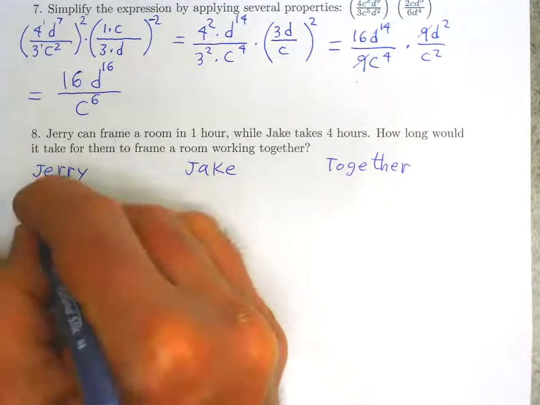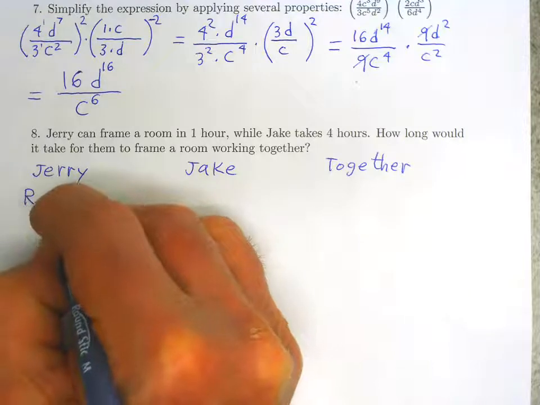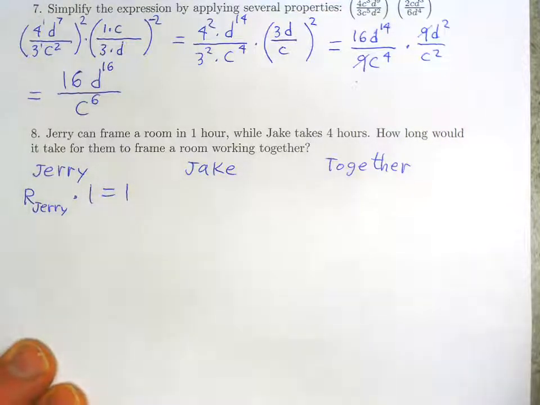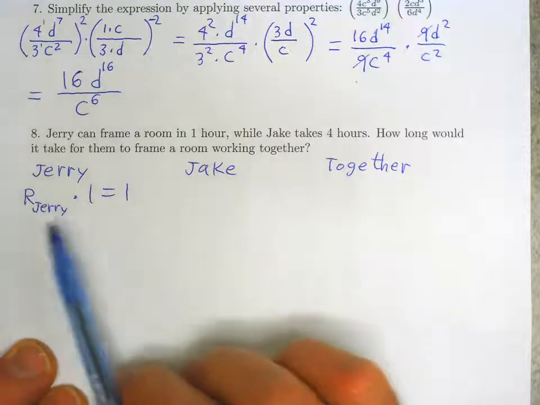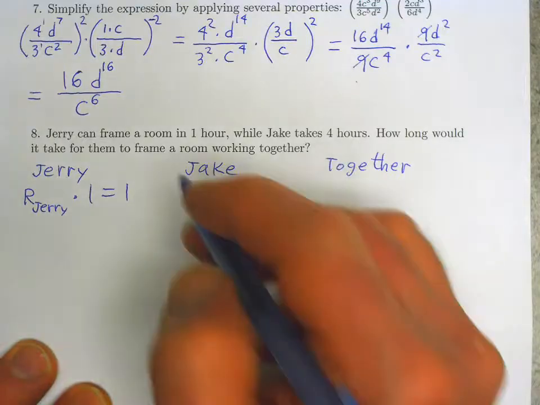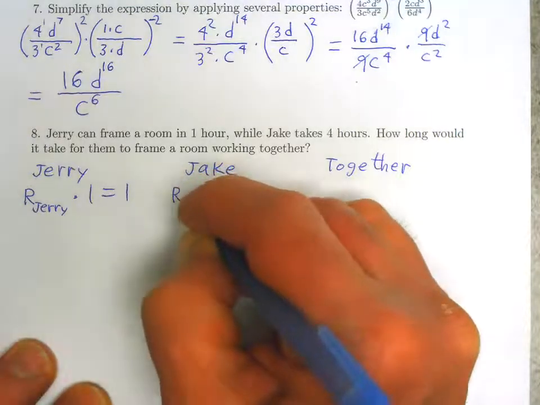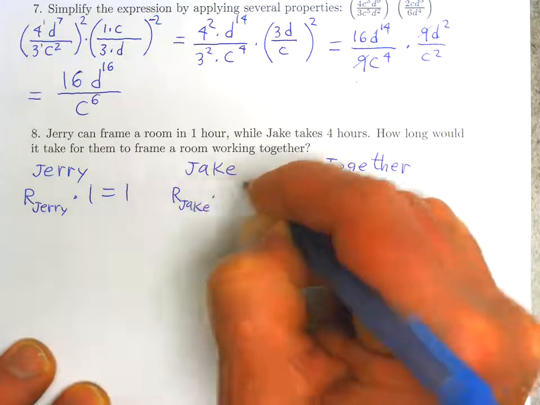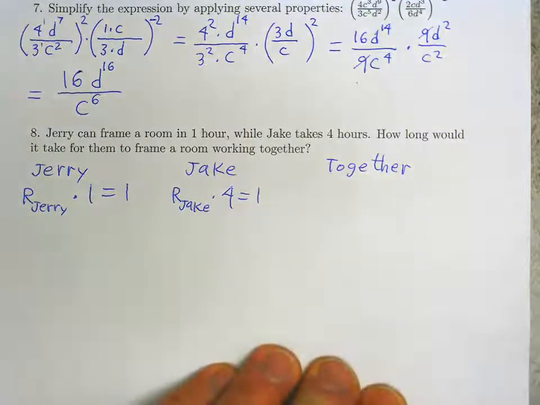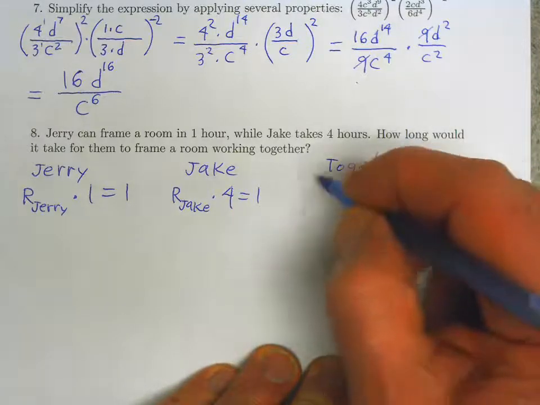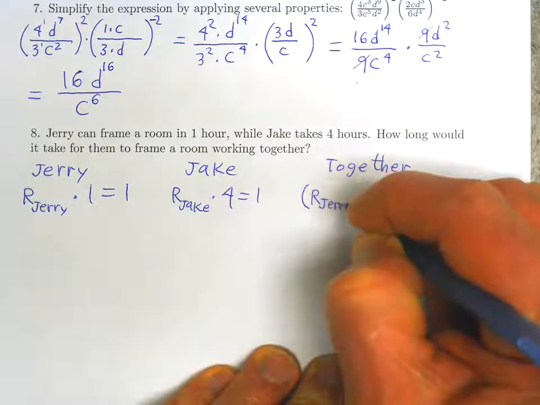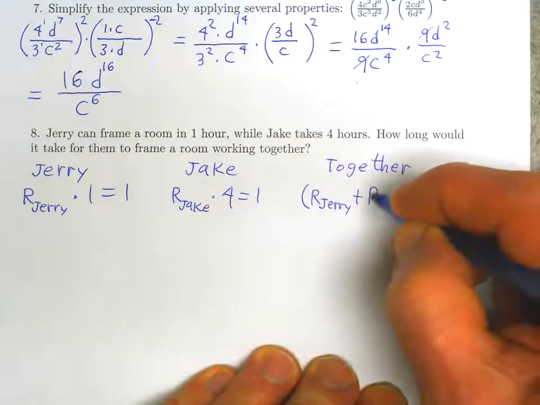Okay, so Jerry works at a certain rate, and in 1 hour he can complete the job of framing a room. So we have rate times time equals 1 for Jerry. Jake takes 4 hours, so Jake's rate times 4 hours equals 1. And we're supposed to find how long it takes them when they work together. So when they work together, it's Jerry's rate plus Jake's rate.